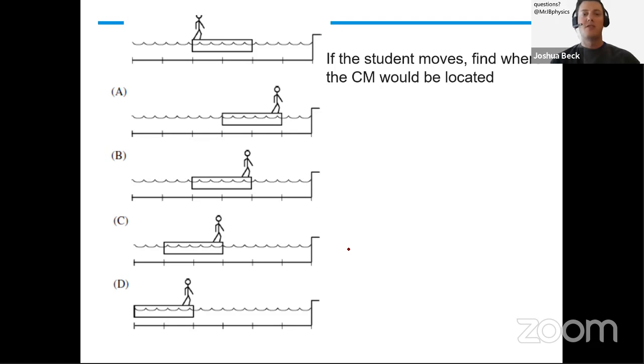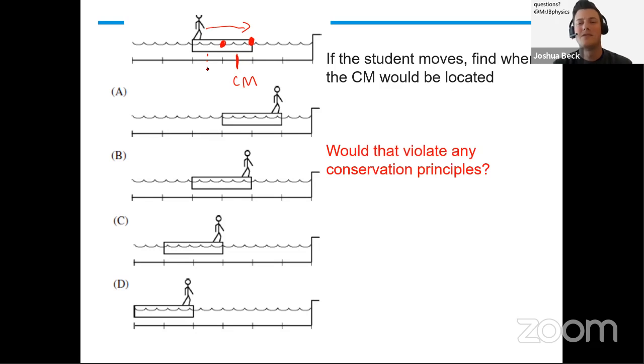Student moves. Where would the center of mass be located? So if this student moves, now they're over here. So their center of mass is right there. The mass of the raft is right there. So that means that the new center of mass would be there. Remember, it was over here. Would that violate any conservation principles?